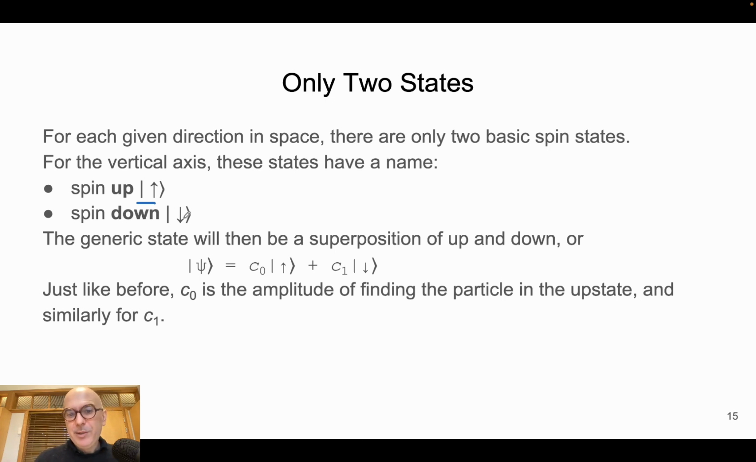The generic state will be a superposition of spin up and spin down, or psi, and then we're going to have the basis states, that is spin up and spin down, multiplied by the complex amplitudes C0 and C1. So just like before, C0 is the amplitude of finding a particle in the up state, and similarly, C1 is the amplitude of finding the particle in the down state, so the spin down.